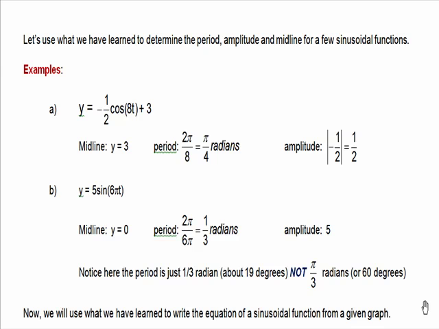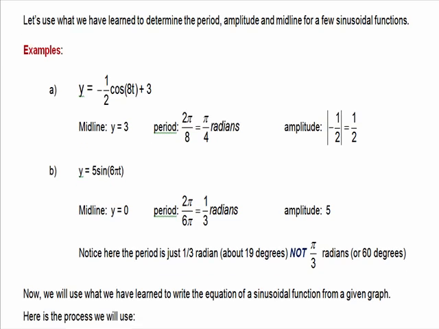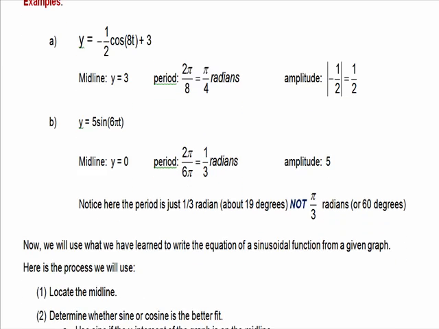Letter B, y equals 5 sine 6 pi t. As we look at that, there is no up-down shift, so our midline is y equals 0. Our period, remember, is from the coefficient inside the parentheses of the t or the x, and so in this case it's 2 pi divided by 6 pi.